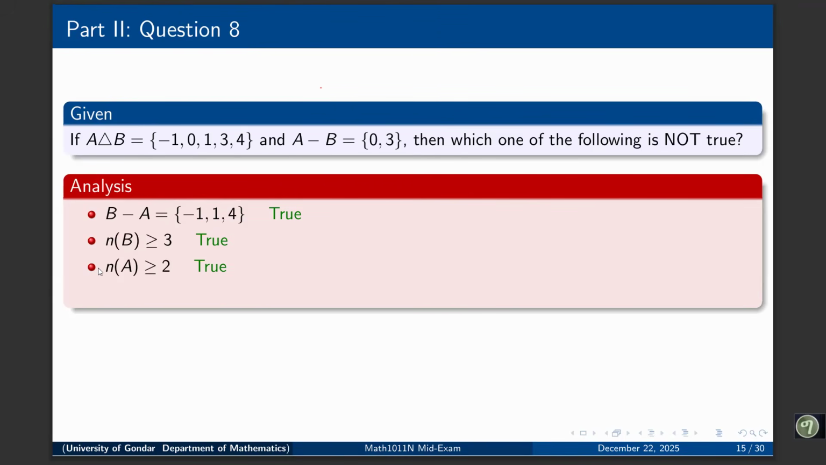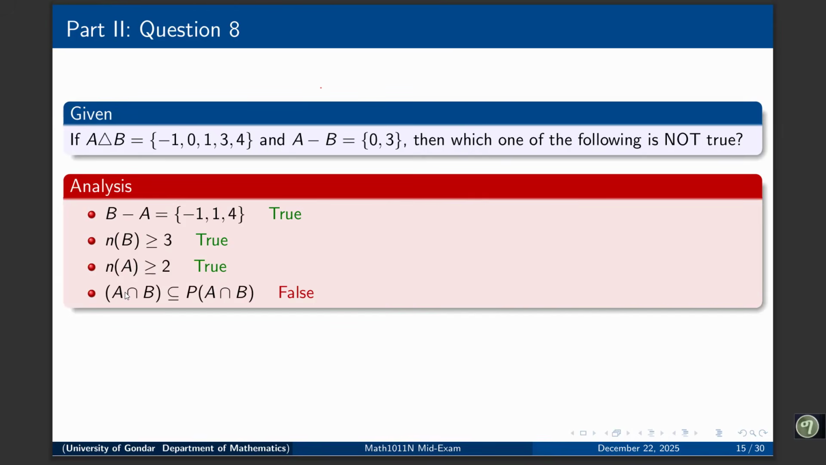The next one: the number of elements of set A is greater than or equal to 2. Because the symmetric difference of A and B is this one, and A without B is this thing, which has only 2 elements, so the number of elements of A must be greater than or equal to 2, so it is true.